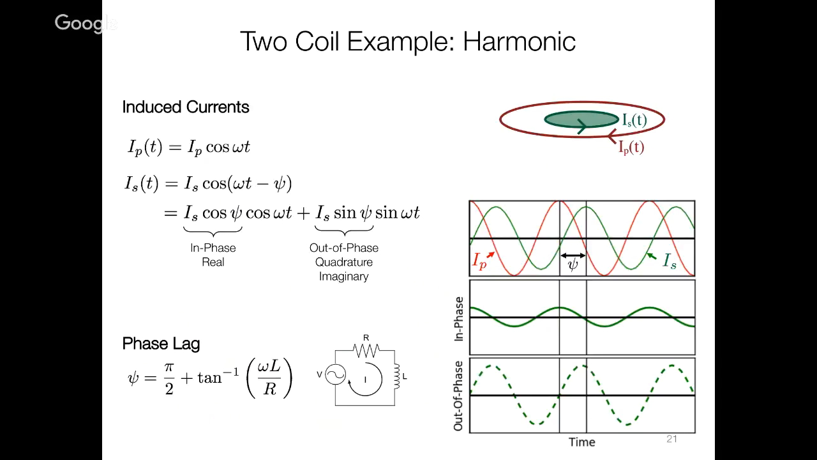So the point is that the secondary signal that we have, here's the primary in red. The secondary is green, and you can see it's still got the same harmonic dependence, with a different amplitude, and the peaks are shifted a bit, by an amount of psi. Now we can take that green curve and decompose it into one that looks like this, which is just the in-phase part, and one that looks like this, which is the out-of-phase or quadrature part.